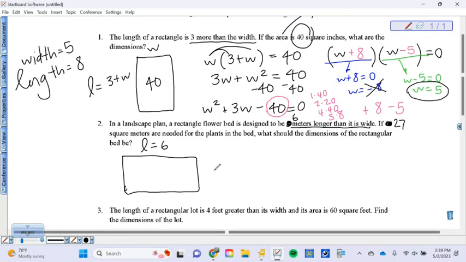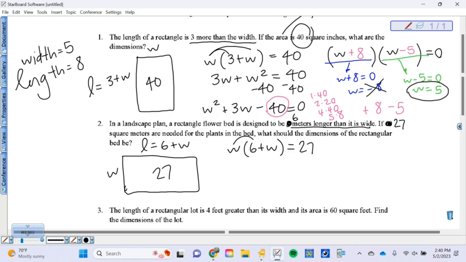I'm just waiting for the length. Yeah, W plus 6 or 6 plus W, either way. And then what's my width going to be? Just W. Okay? And my total area is 27. Same exact thing. I multiply length times my width. W times 6 plus W equals 27.